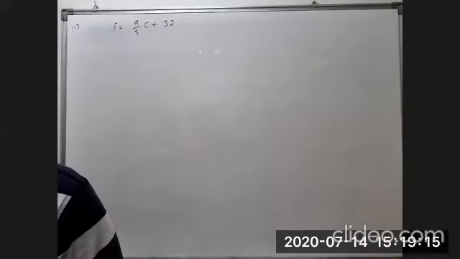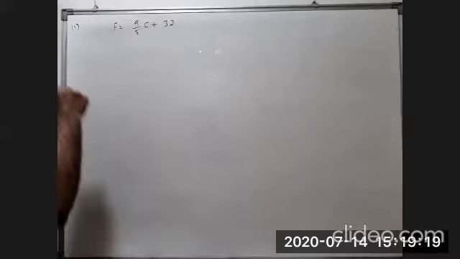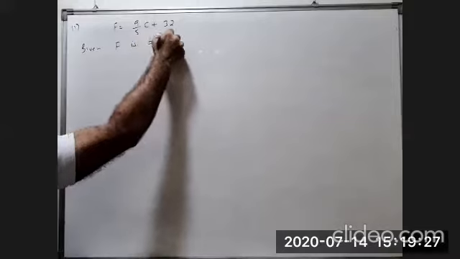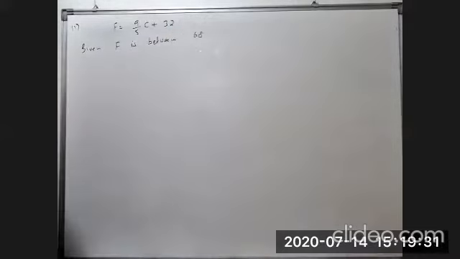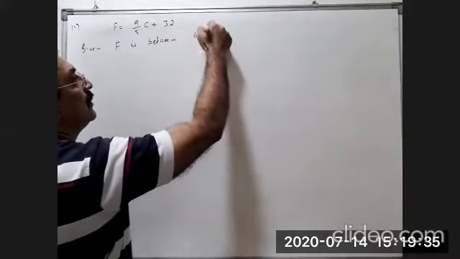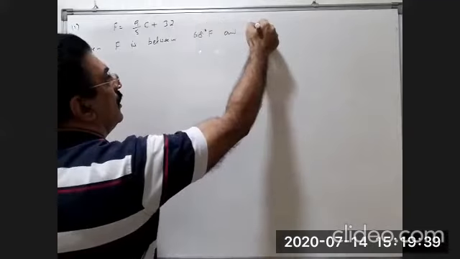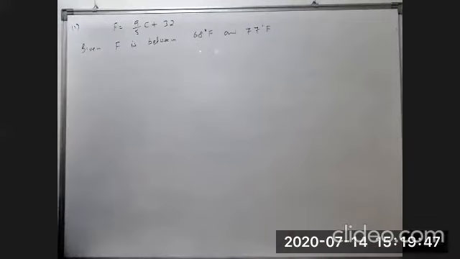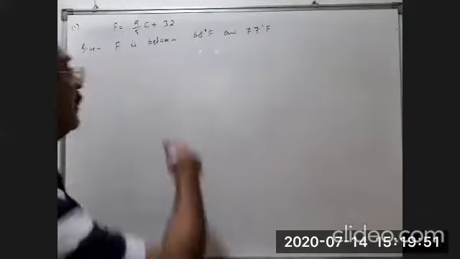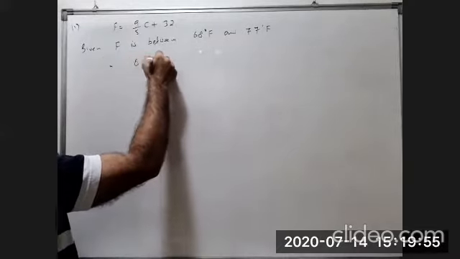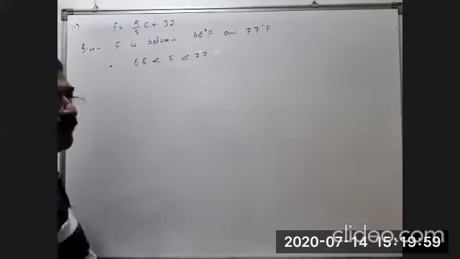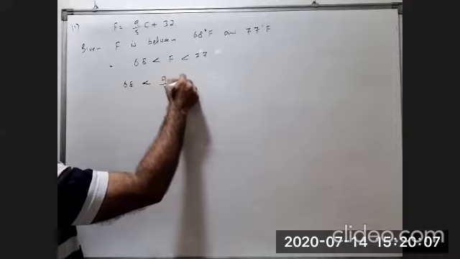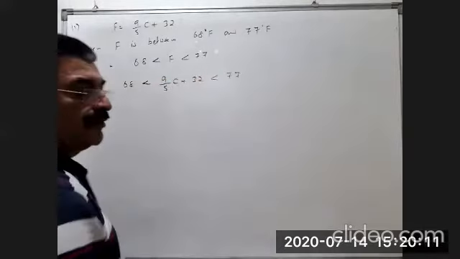Now the question is, this should be kept between 68 and 77 degree Fahrenheit. It should be between 68 and 77. That means 68 less than F less than 77. Now replace this F. What is F? 68 less than 9/5 C plus 32 less than 77, that is given. The question is to find C.